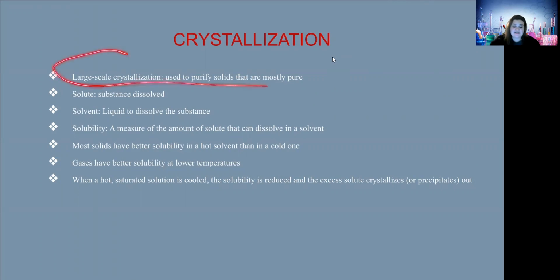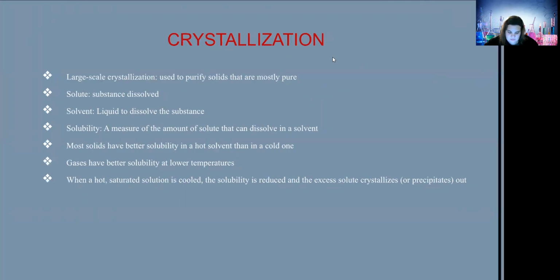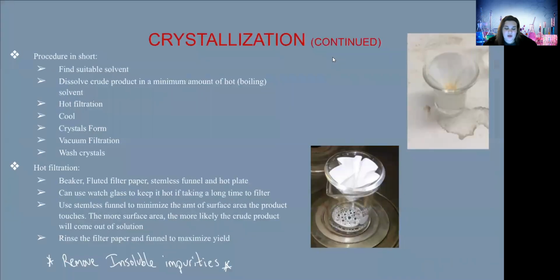So we have large scale crystallization. That's used to purify solids that are mostly pure, and that's the crystallization method that we're using in this experiment. In Dry Maristan, we had used small scale crystallization. In the crystallization experiment, this is where we use that logic of like dissolves like. So you want something that is soluble at hot temperatures and insoluble at room temperature.